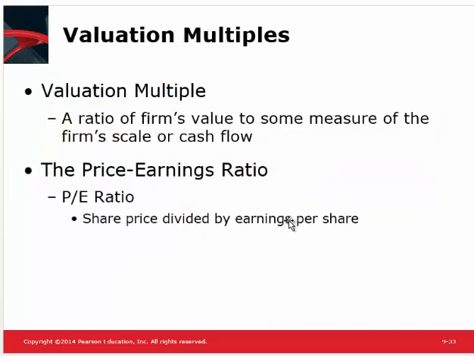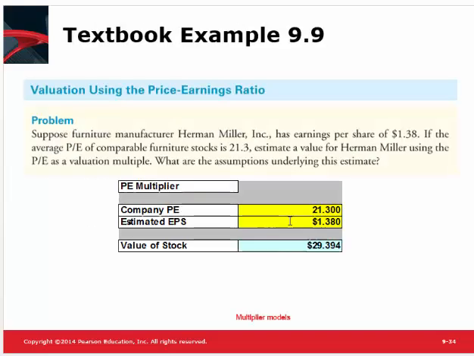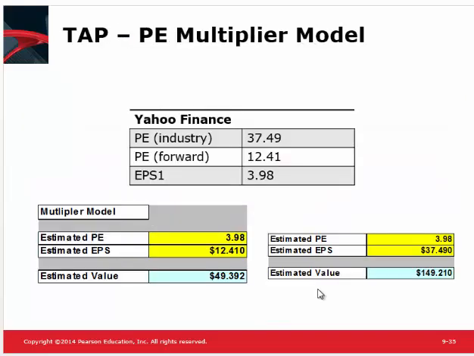Well, when we have this formula, we'll break this down a little bit in class, but we want to forecast what we think will be happening in the future. So here we have this manufacturer, right, that has earnings per share of $1.38, and the average PE ratio of comparable companies is 21.3. Plug those numbers into the multiplier model formula for the PE multiplier, and it says the value of this stock should roughly be around $29.39.